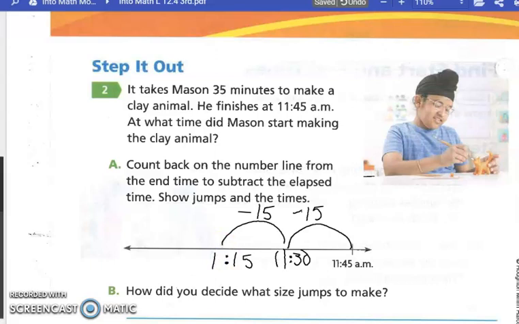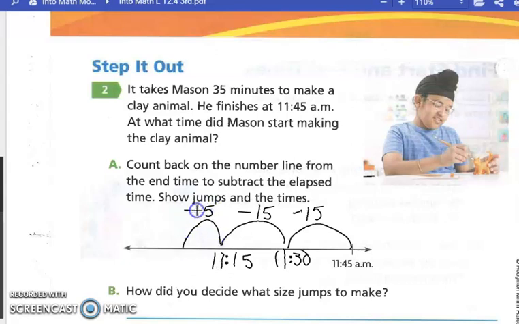Yeah. We could jump 25. Okay. Now, so we're at 15. Who knows what 15 plus 15 is? 30. And we have to go 35 minutes. So how far are we going to jump this time? 5. Just 5 minutes.